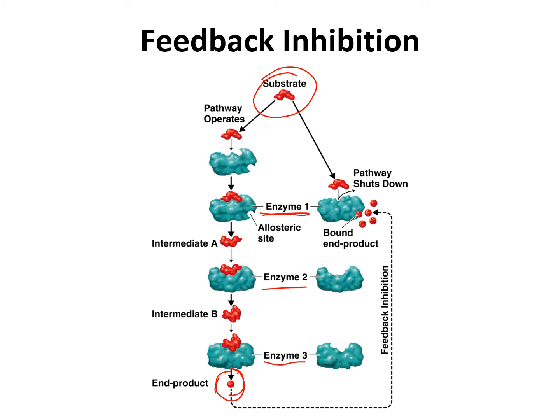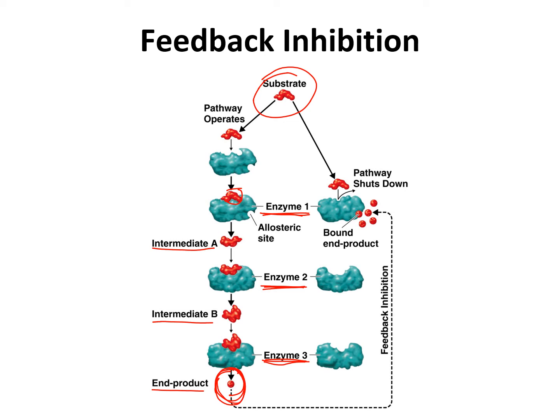So enzyme 1 is going to bind to the substrate, convert it to an intermediate. Then enzyme 2 is going to bind to that intermediate, convert it to a second intermediate. And enzyme 3 is going to bind that second intermediate and convert it to the end product. So again, most enzymes are so highly specific that they only catalyze part of a reaction. So this is the series of enzymes, enzyme 1, 2, and 3. So the end product is whatever that little end product is.